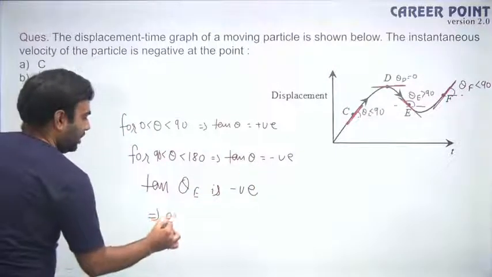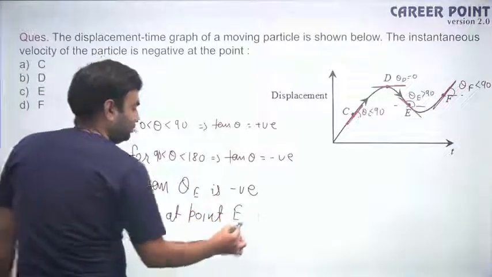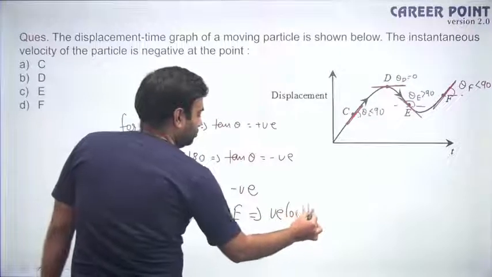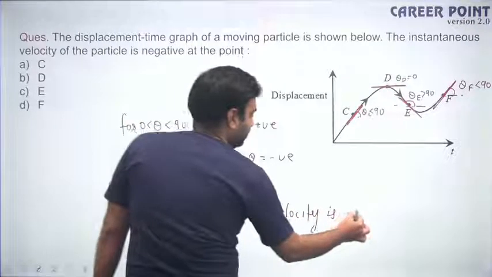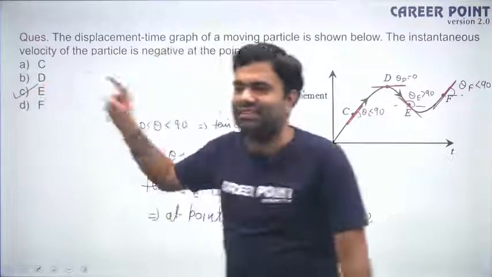So at point E, velocity is negative. Okay, so the answer is option C, which says E is correct.